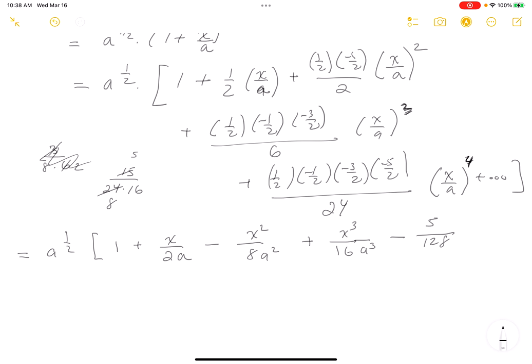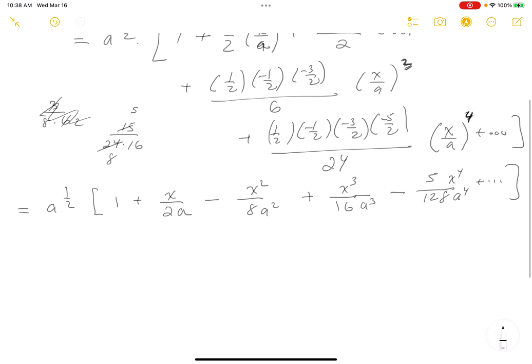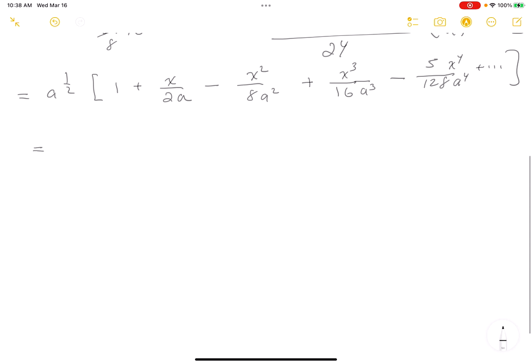And you get 5. And then you get x4. And you get a4. And this goes on forever. All right, I'm going to multiply it through now. And what do you get? You get a to the 1/2 plus x, 2.